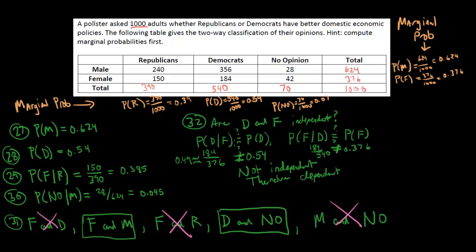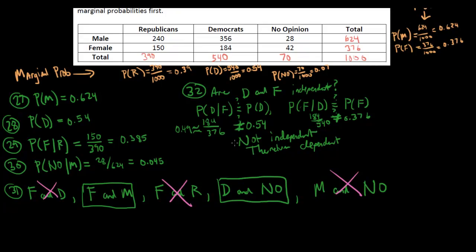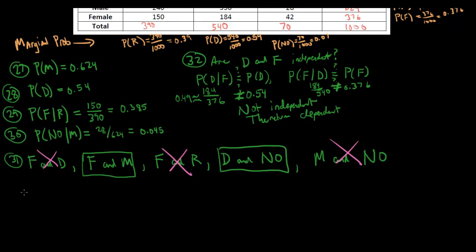Let's look at number 33. It says the probability that a randomly selected participant is male and favors Republican policy. So male and favors Republican policy. Let's see, let me scroll down a little bit. So this is number 33. We want the probability of male and Republican. Okay? The probability of male and Republican.